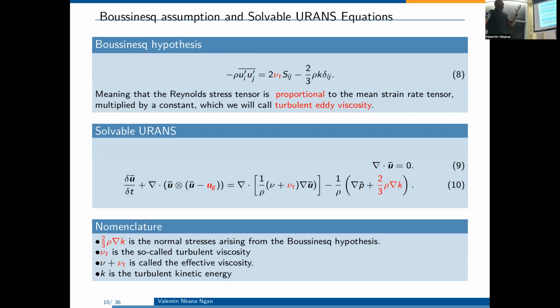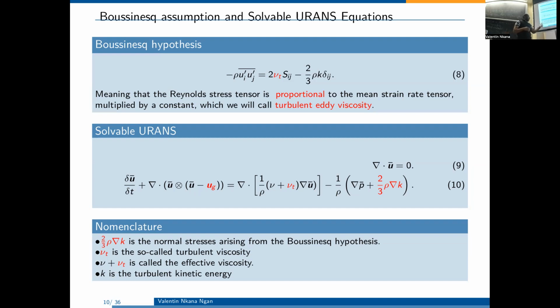Now that the Reynolds stress appears, we need a way to model it, and we model it using what we call the Boussinesq hypothesis, given by equation 8. By plugging equation 8 into the equation we saw in the previous slide, we obtain equation 10. In equation 10, you can see the turbulent viscosity appearing, together with the gradient of the kinetic energy.